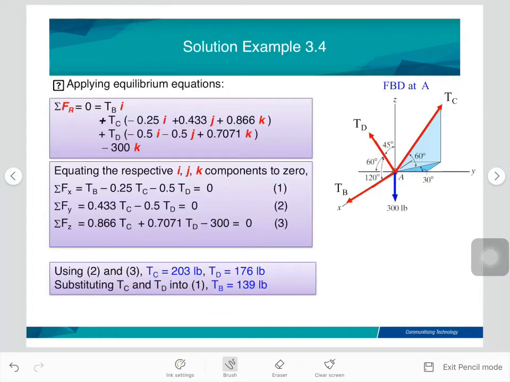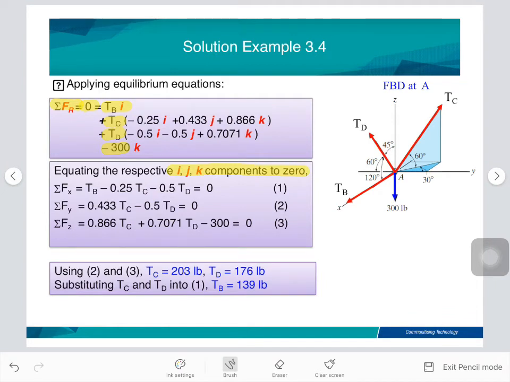Now we can apply the equations of equilibrium. Okay, so the summation of all forces is equal to 0. So what do we have here? We have TB I plus TC plus TD minus 300 K is equal to 0. Okay, so now we can equate the respective components I, J, K to be 0.